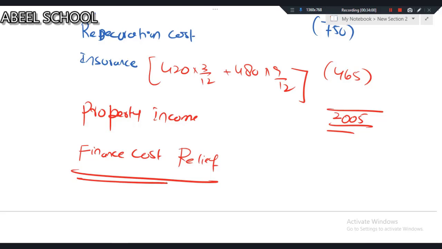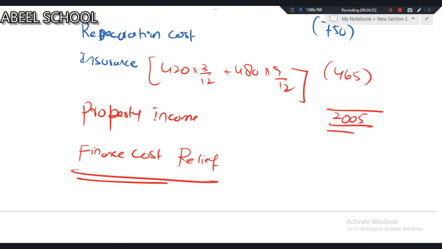While calculating property income, we never deduct finance cost. Okay. Second, it is possible that an individual has taken the loan to buy a property. Second possibility, it is possible the individual has taken the loan to incur capital expenditure. And third, it is also possible that the landlord has taken the loan to just do repair work on the property.